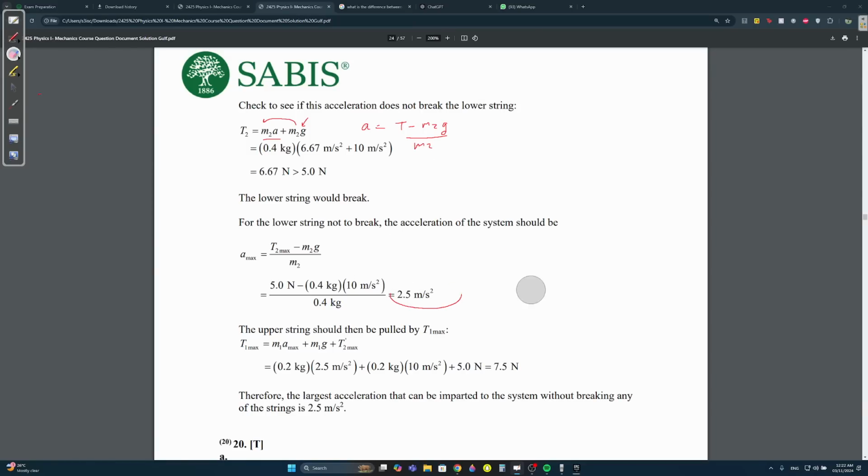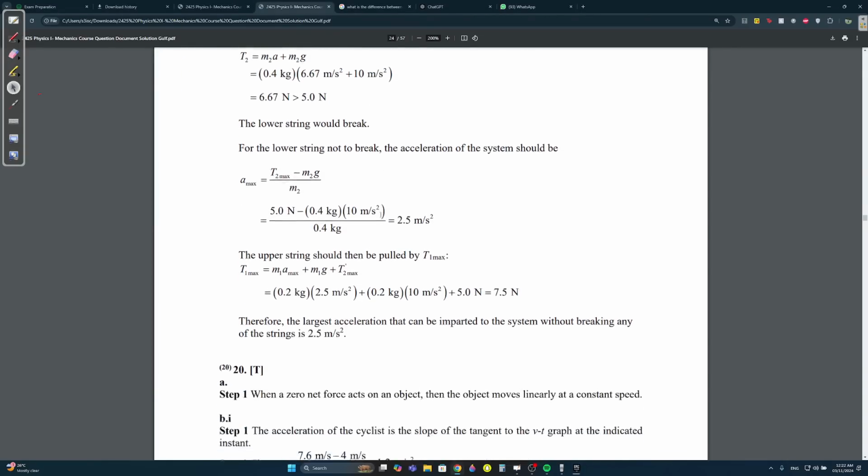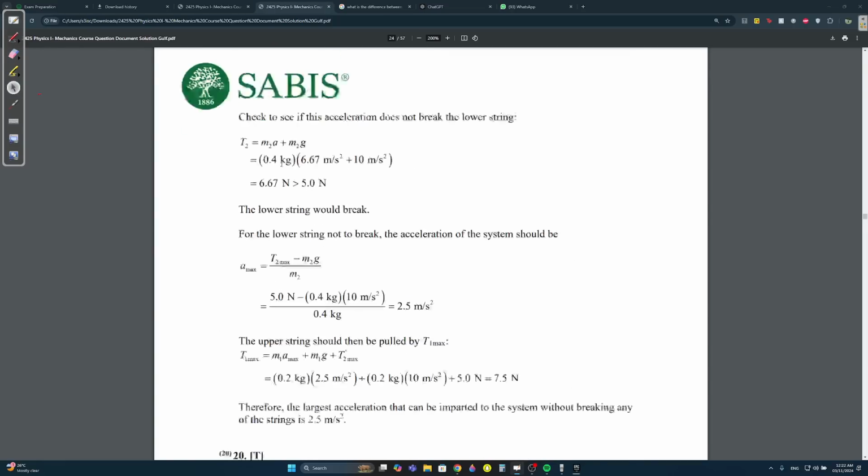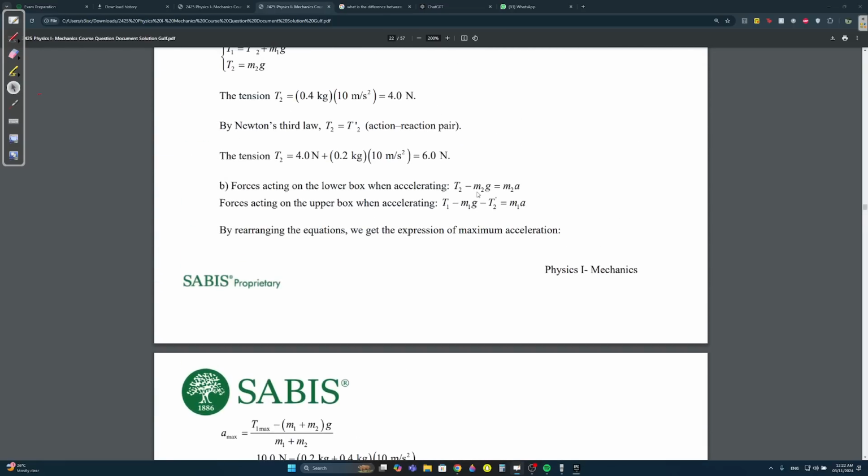Now this is your second max acceleration. Again, you have to check it. Obviously, it's gonna work on string 1. Check string 2. What was the equation we got for string 2? We need to make sure it doesn't break T1, so let's move everything to the other side and see how much T1 would be. We get T1 is equal to M1A plus M1G plus T2. So you have this expression now for T1.